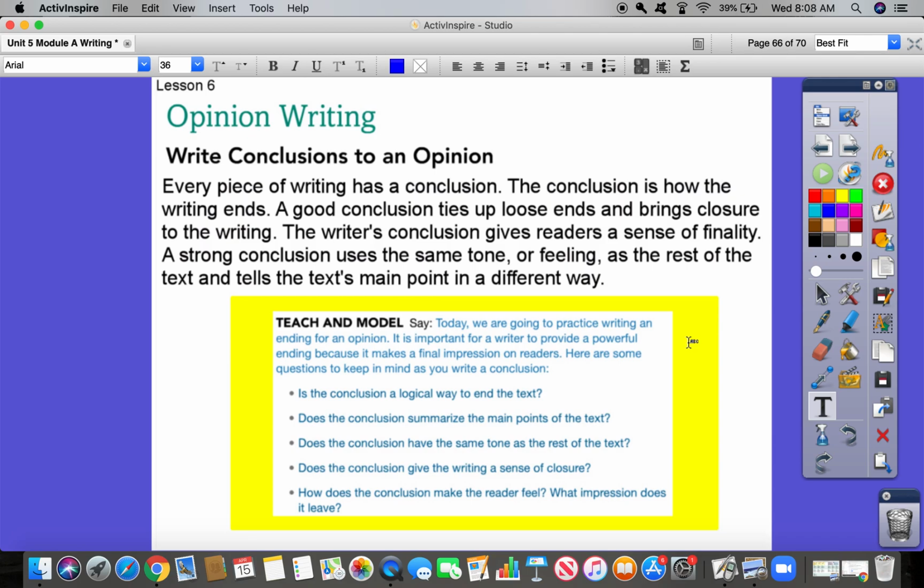Here are some questions to keep in mind as you write a conclusion. Is the conclusion a logical way to end the text? Does the conclusion summarize the main points of the text? Does the conclusion have the same tone as the rest of the text? Does the conclusion give the writing a sense of closure? And how does the conclusion make the reader feel? What impression does it leave?